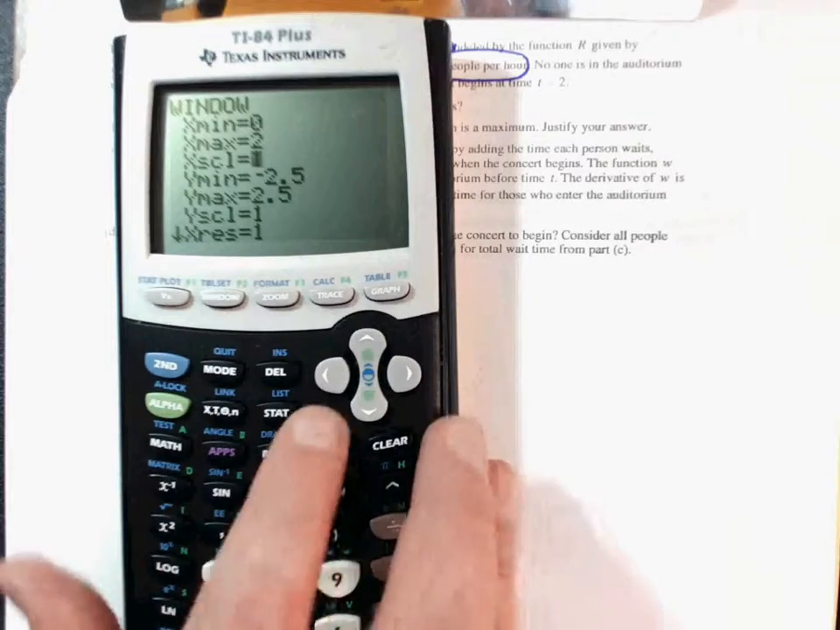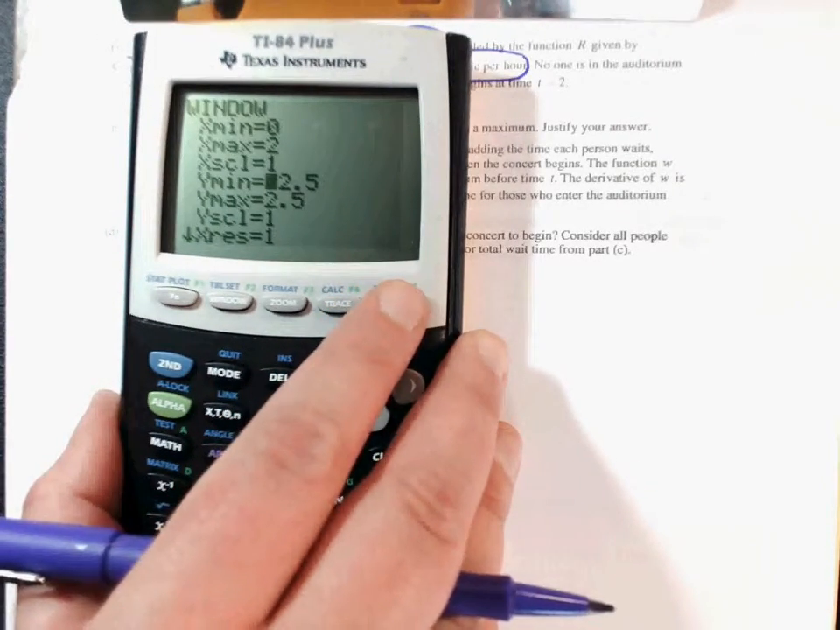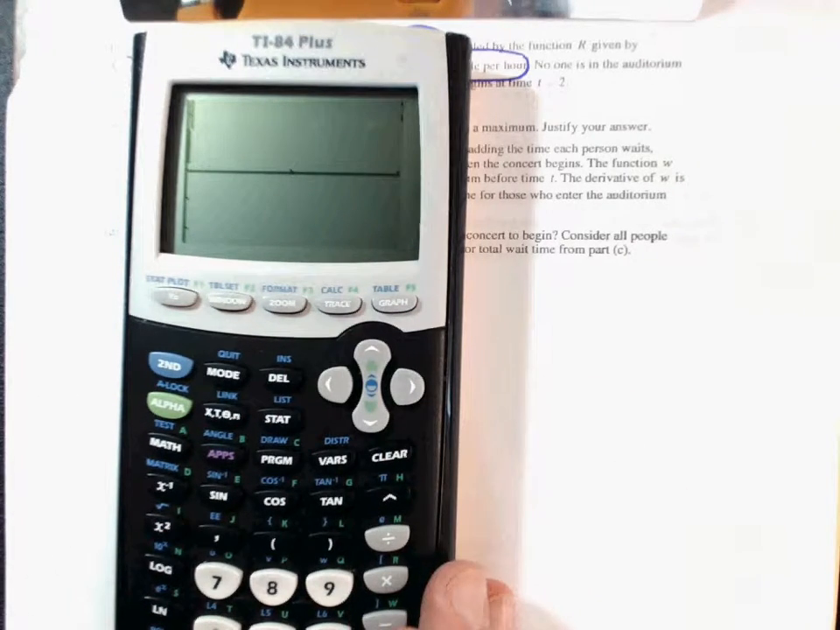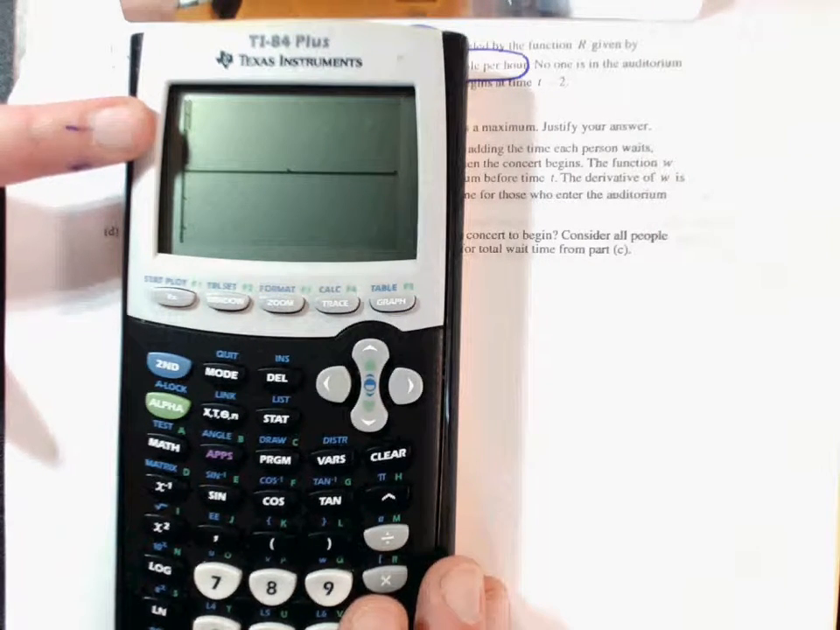Now, my Y min and max, I might need to expand. I'm not really sure. I'm going to graph it first and then see if I can see anything. Okay, so obviously this is not a good window. I can just barely see a sliver of it. How could I know how high up to go? What could you use?